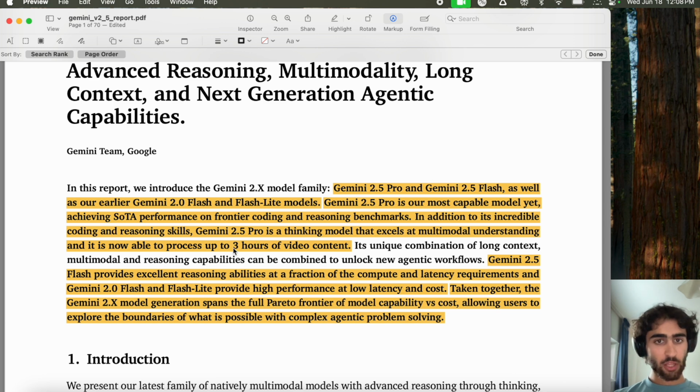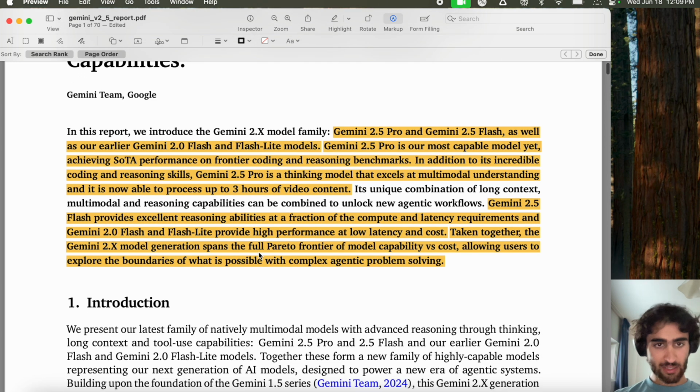It can handle up to 3 hours of video context at once with state-of-the-art performance on frontier coding and reasoning benchmarks, whereas Gemini 2.5 Flash provides excellent reasoning abilities at a fraction of the cost and latency compared to previous models. Taken together, they talk about how they are essentially owning the Pareto frontier of model capability versus cost, which we will see in a graph somewhere in the middle of this video.